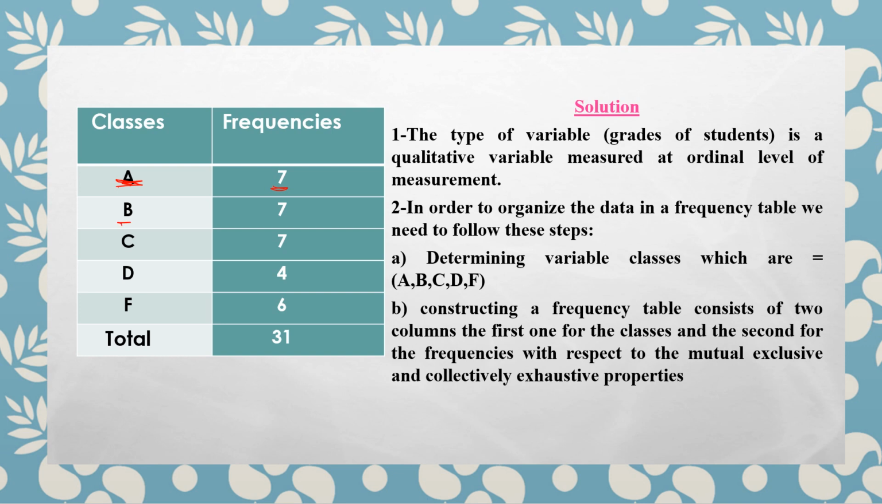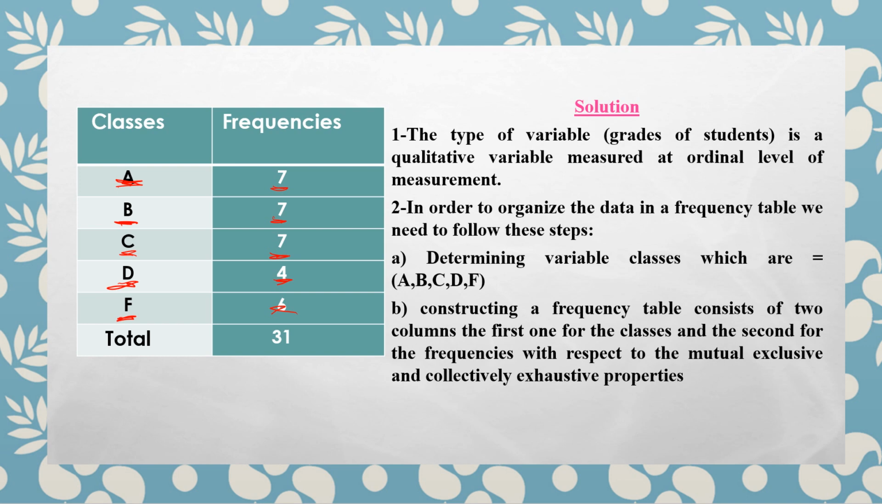For the class B, which is very good, we can see that B is repeated 7 times again, and the frequency of B equals 7. For the class C, it's also repeated 7 times, so the frequency of C equals 7. For the D class, it's repeated 4 times and the frequency equals 4. For the F class, it's repeated 6 times and the frequency equals 6.